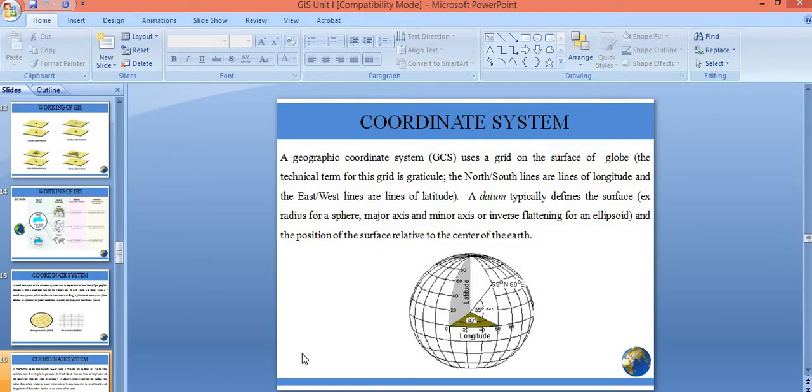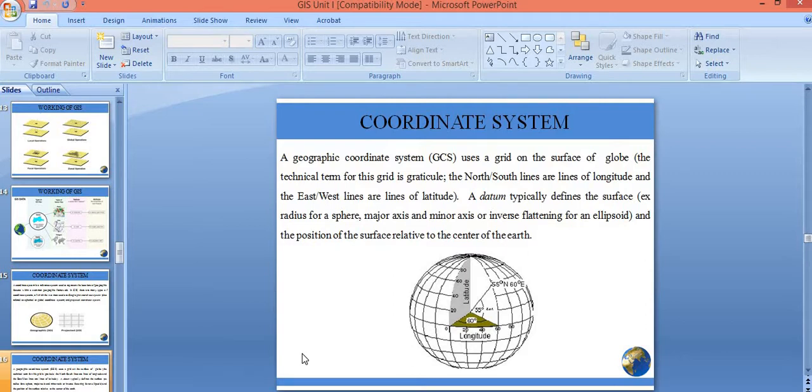Then you should also be clear with certain terms. You can expect this in some questions. The first thing is datum. Datum is a reference point which is used for locating every position in the globe. It's a reference point. Only based on this reference, you will be locating all the positions on the earth or the globe. So it's a reference point.